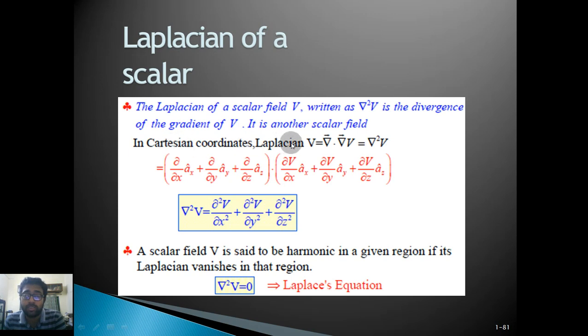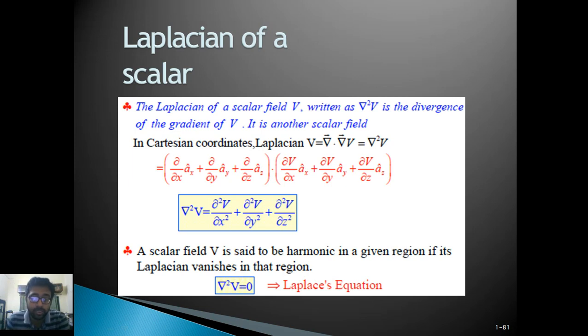And in the Cartesian coordinate system, the Laplacian value will be del dot del V, del square V, where this is the del operator, and this is the gradient of that value V. And if you take del square V, it is basically del square V over del x square plus del square V over del y square plus del square V over del z square. A scalar field V is said to be harmonic in a given region if its Laplacian vanishes in the region, and this is the Laplacian equation. Del square V is equal to zero.